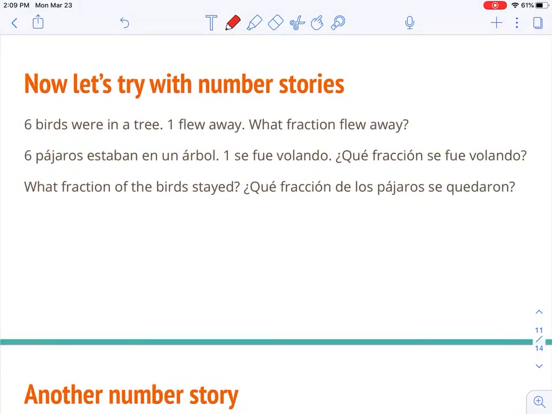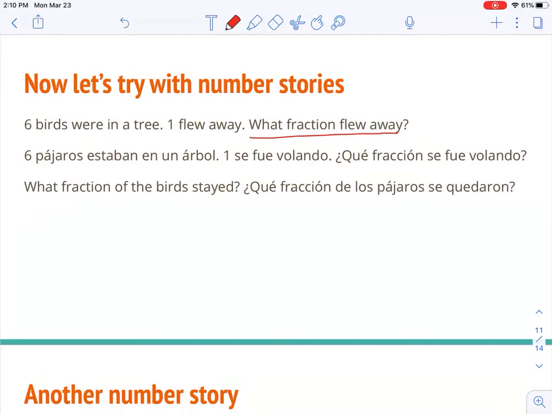Now, we're going to try this with number stories. A lot of times when you're doing these problems, you want to think about just writing a number. Remember all of your answers. If the question says what fraction did something or what fraction, then you need to make sure your answer is in fraction form. That's the big change when thinking about these number stories.